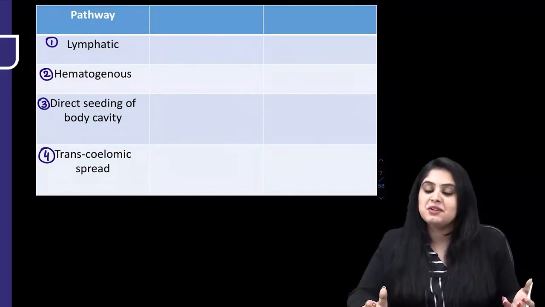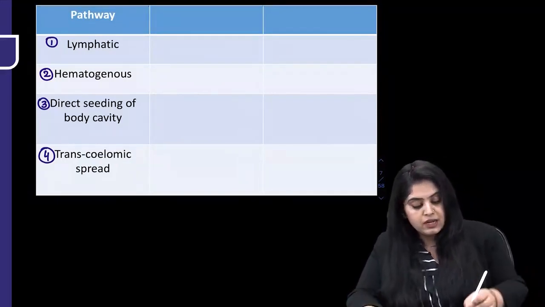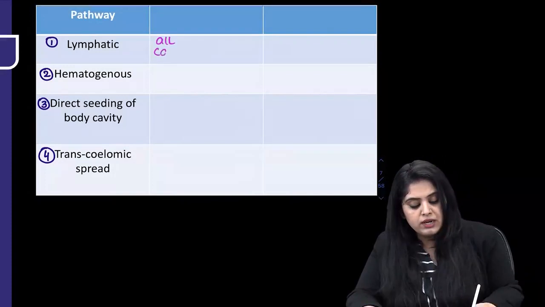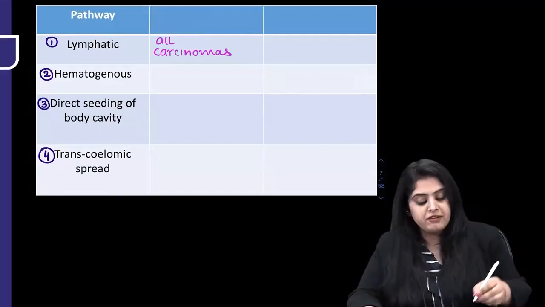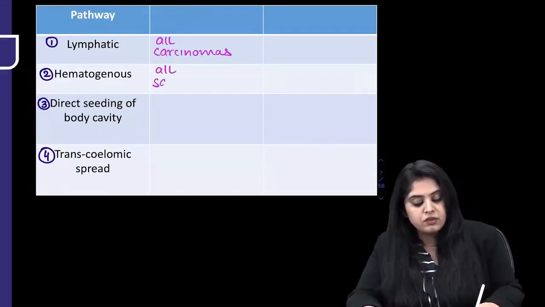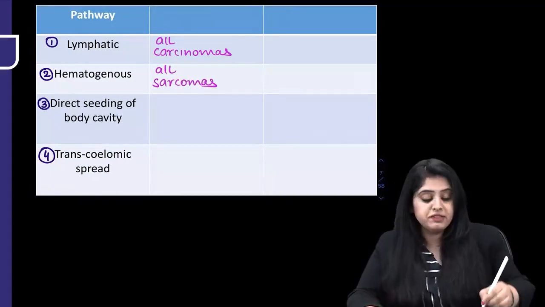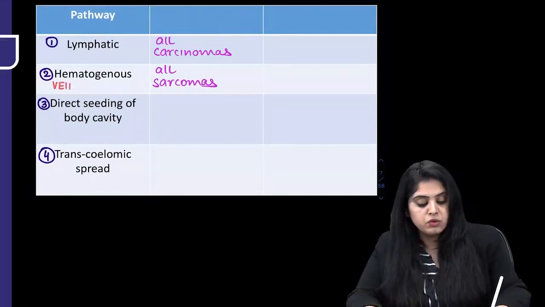Okay, so what is the pathway of spread? So remember, all carcinomas are going to spread via which method? They are going to go into the lymphatic channels. All carcinomas go to lymphatic channels, and all sarcomas are going to go into the blood vessels. And when I say blood vessels, guys, which blood vessel? Is vein more common or is artery more common?